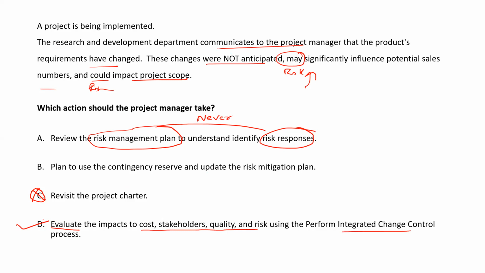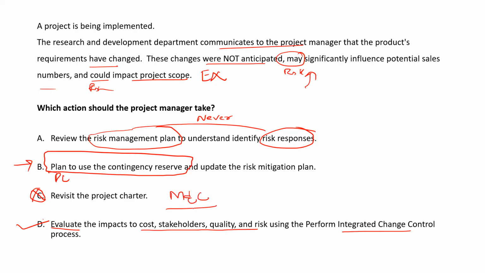Look, the research and development department communicates that the product requirements have changed, which means this cannot be done now, right? Can it be done now? You are in executing, and this is what? Planning. So you have already crossed that stage. And this is what? Monitoring and controlling. So D was the correct answer.